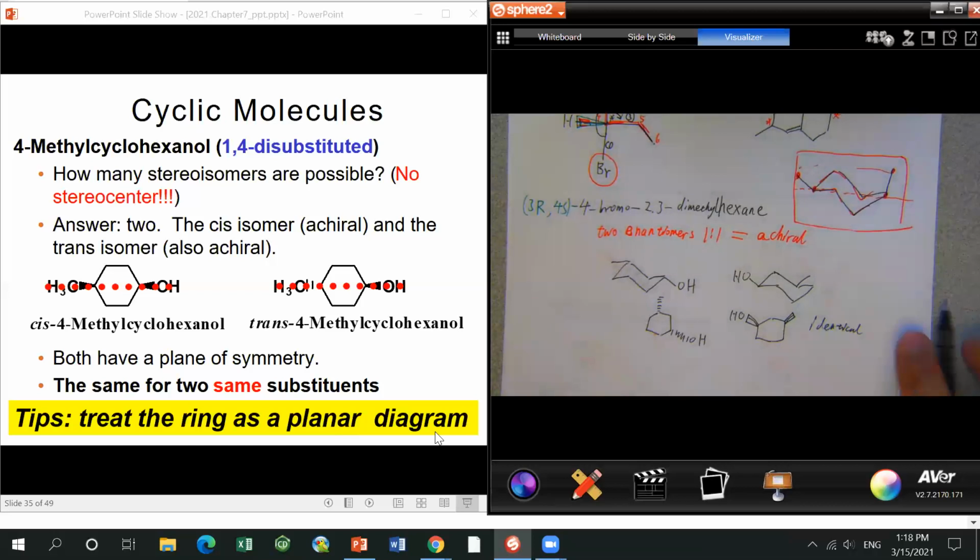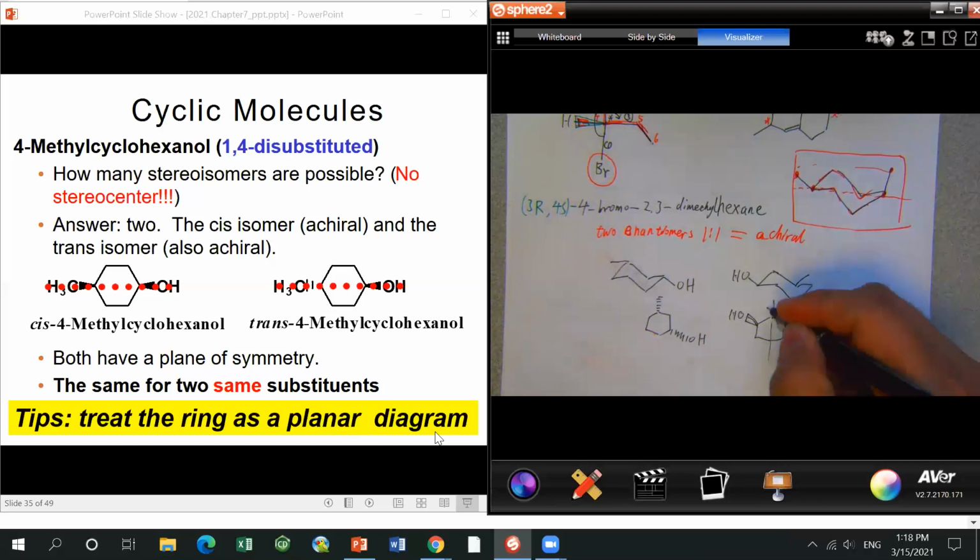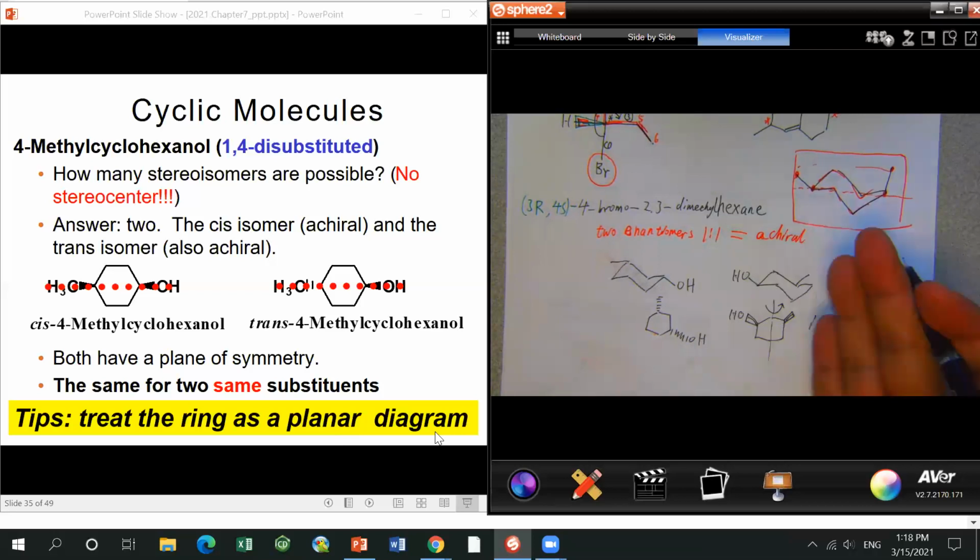The reason is that if you flip one molecule by 180 degrees, it is easily superimposable on the other one. Flip it 180 degrees and then overlap them, so that's much easier.